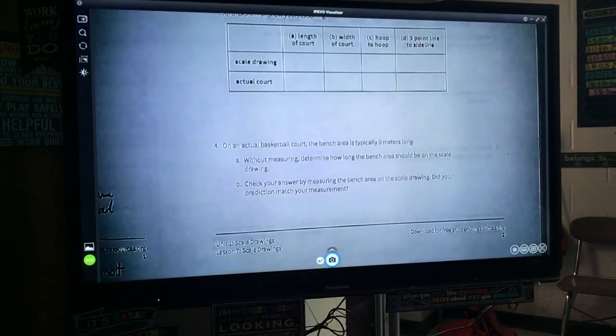But since it says every centimeter is meters, we'll just count this. Wait, no, those are centimeters. Hoop to hoop would be. So that means we have to remeasure. Look, now we have to remeasure it because you didn't want to. I use this. Yeah.